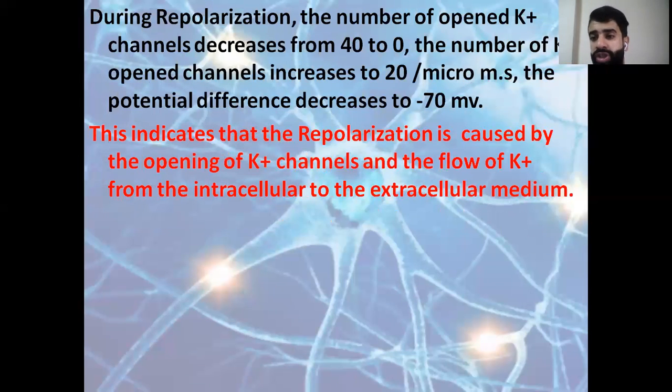Also, repolarization, going back to the negative, is due to what? Due to the opening of the other channels, the K+ channels, and this will lead to the flow of K+ from the intracellular toward the extracellular. So here, till now, we have two different phases. First one, depolarization, is because of the Na+ moving from the extracellular to the intracellular medium, and the K+ is for the repolarization, so the opening of these channels and the flow of K+ from the intracellular toward the extracellular medium.